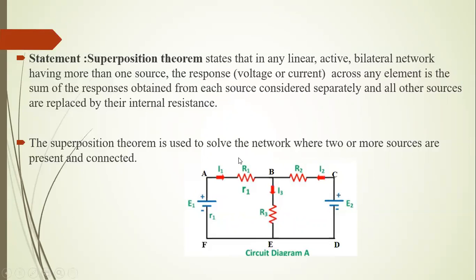As you can understand from the previous explanation, for application of superposition theorem, it is necessary that the network must have at least two sources, two or more than two sources. It is not necessary that both the sources should be voltage sources or current sources. It can be a voltage source and a current source, or two voltage sources, or two current sources, as is possible. Okay, so we'll see how to apply superposition theorem to a particular network step by step.